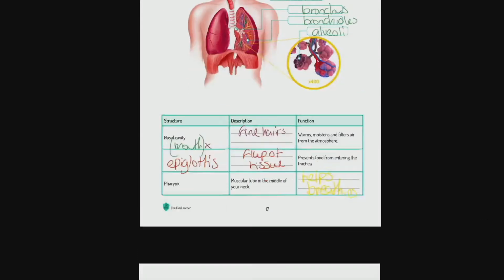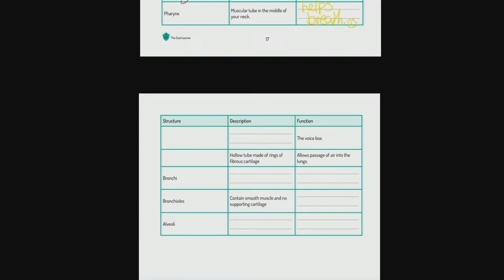Let's move down here. We then have the voice box. What do we refer to that as in scientific terms? That is the larynx. And the larynx here is made of cartilage. We then have something which is a hollow tube made of rings of fibrous cartilage. This, of course, is the trachea, and it's all about passing air down into the more delicate structures of the lungs.